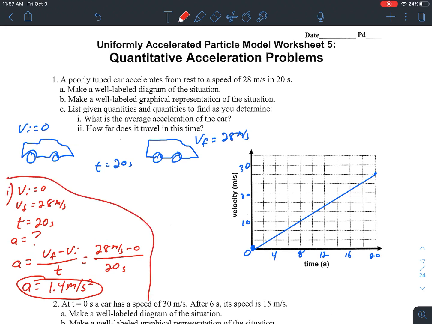Now I'm going to do part II. Pick another color. We're now looking for how far does it travel. So this is part II. Again, we need to find a kinematic equation that allows us to do so. So we definitely need delta x in there. In this case, either one will work because we have all the other variables. I'm just going to go with this one because it's kind of on our list.